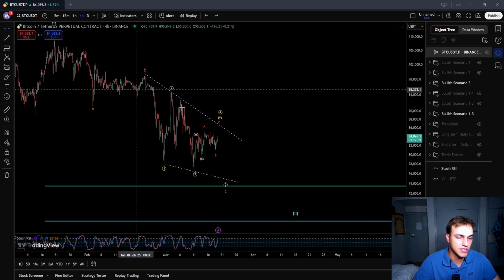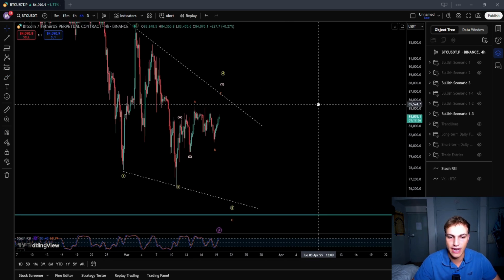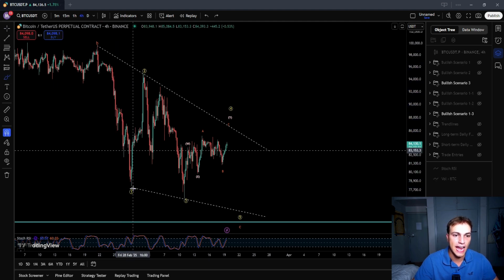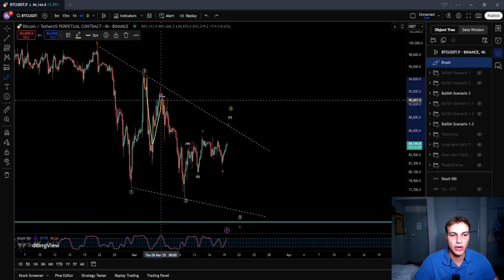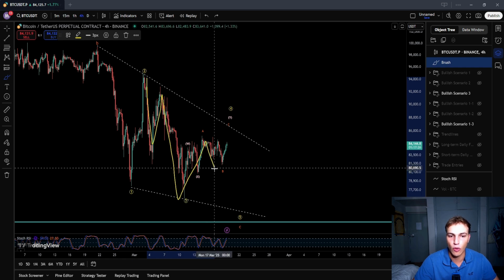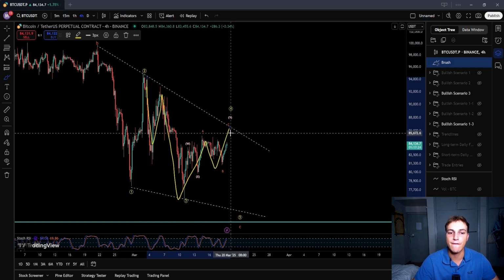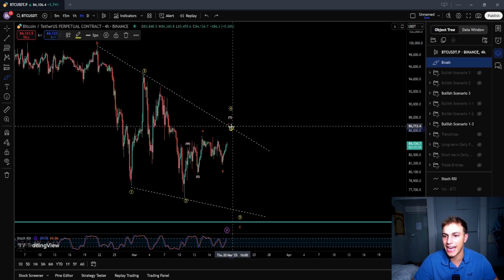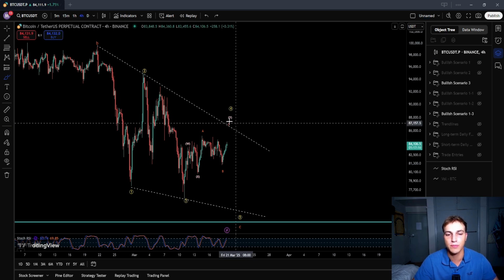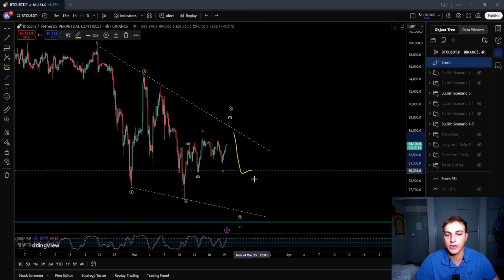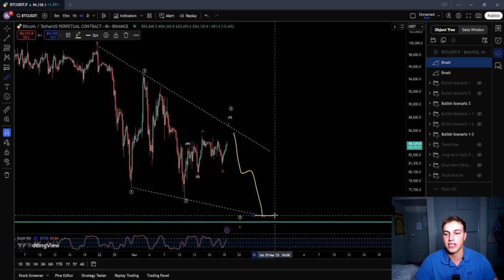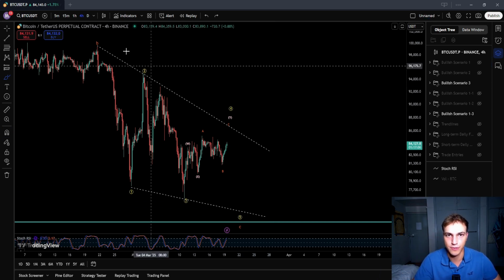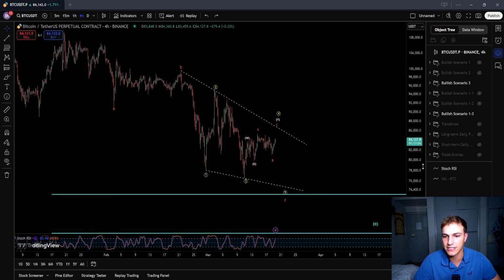So inside this move here, we can see that we have a 3-wave structure in each move, a 3-wave structure here, a 3-wave structure in 2, a 3-wave structure in 3, and now looking for an A, B, C in wave 4. So that would mean wave 4 would be finishing at around $86,000 as per the trend line. Followed by that, we would see an A, B, C to the downside around that $74,000 mark is where it would end. So these are the things we are looking at currently.